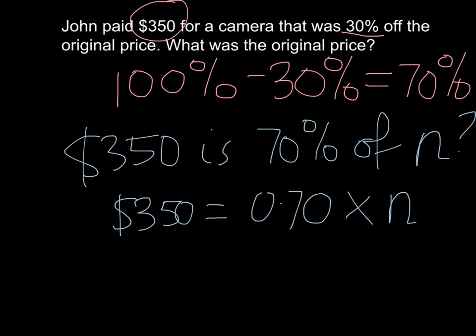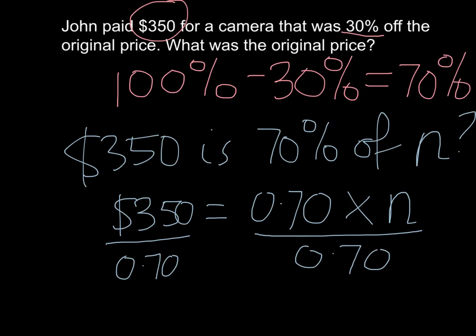The last thing we need to do is use opposite operations to get n on its own. So I'm going to divide both sides of this equation by 0.7. If I divide this side of the equation by 0.7 or 0.70, I'll need to divide this side of the equation by 0.7 or 0.70 as well. That will cancel out the 0.7 from both sides, leaving n on its own.